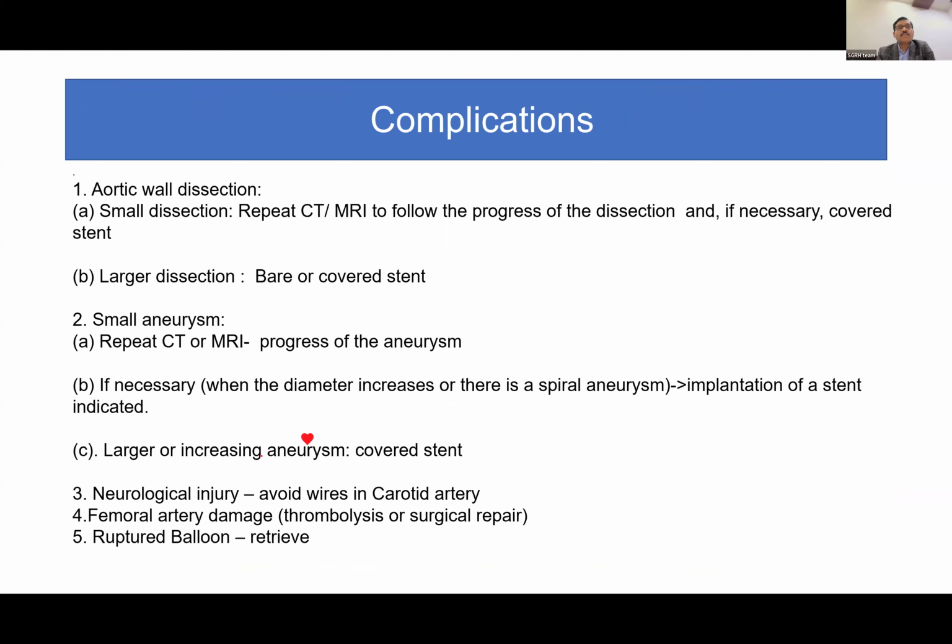So, summarizing the complications: aortic wall dissection, small dissection, follow-up, large dissection, stent; small aneurysm, follow-up, large aneurysms, covered stent, or surgery. Neurological injury, avoid the carotid artery. Femoral artery damage or arterial damage, thrombolysis or surgical repair. Ruptured balloon, retrieve. Remember techniques of retrieval of the balloons.